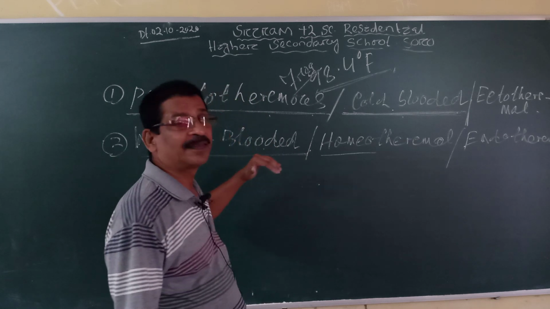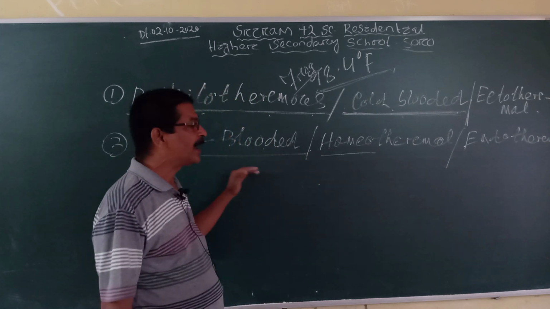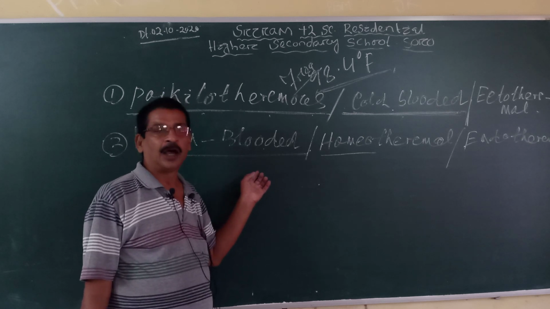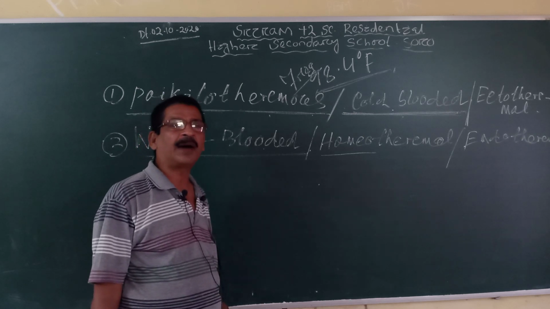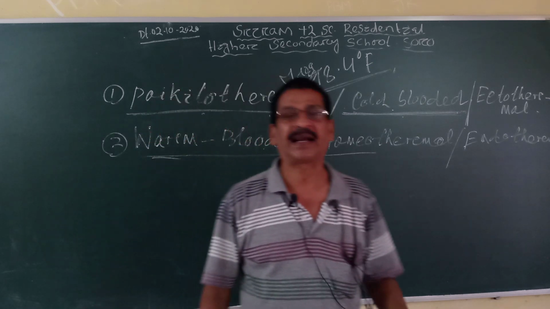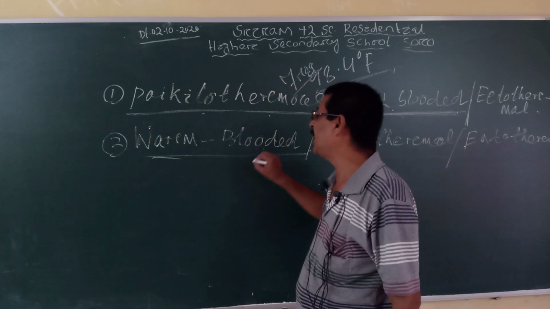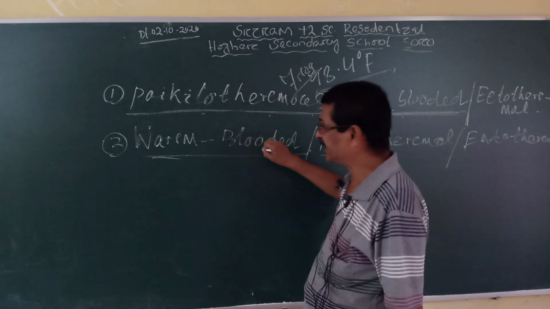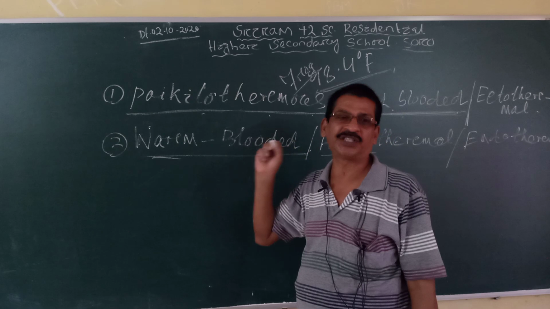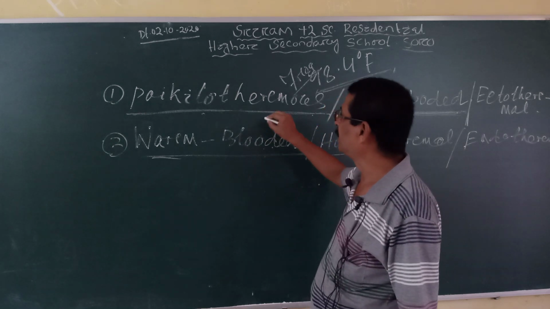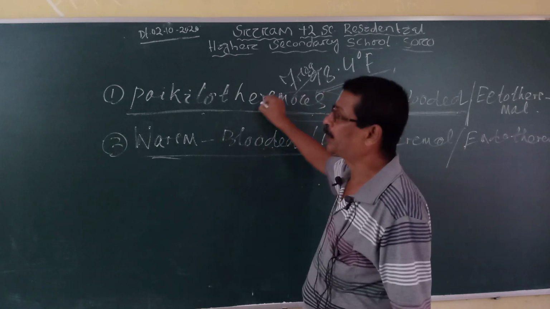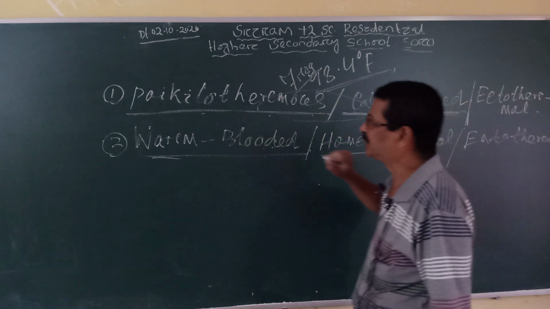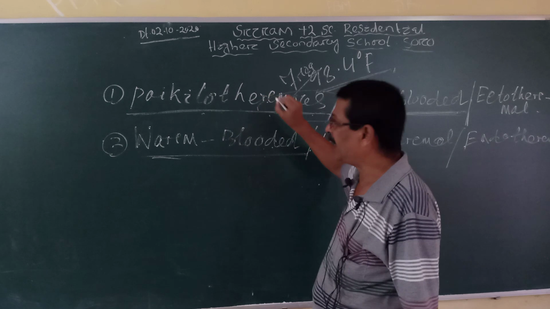They are the birds and mammals. Man, cat, dog, those are mammals, and birds, they are all warm blooded. These two groups are warm blooded; except for them, all other animals present in the world are called poikilothermous, or cold blooded animals. Clear? So this is cold blooded and warm blooded.